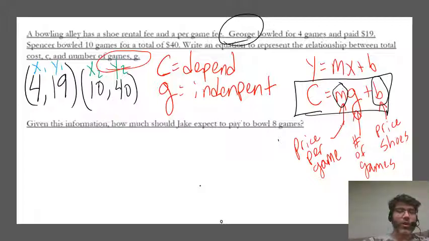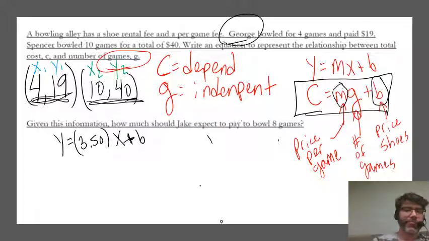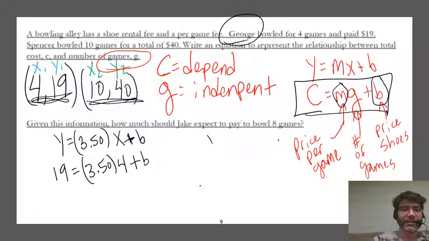And that'll be y equals $3.50 x plus b, okay? Now, since I have 2 points, I can plug either of these in to figure out what my b is, right? How about 4 and 19, those are smaller numbers. Okay, so if y is 19 and x is 4, you see I have all the information I need to then isolate b.